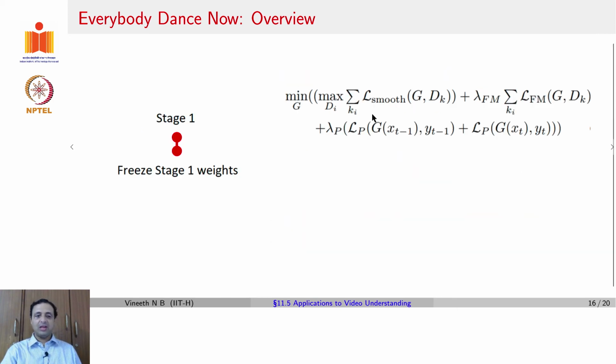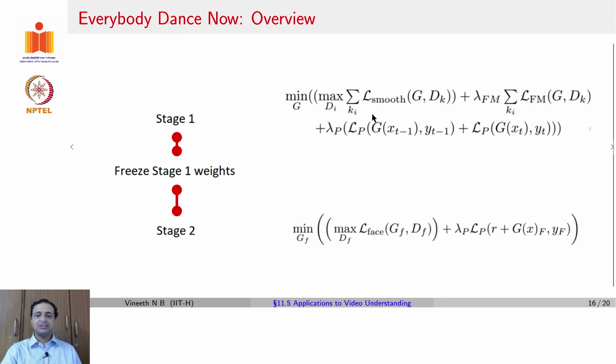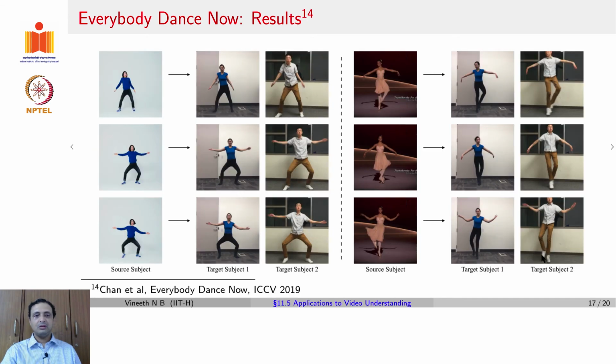Once this GAN is trained, the stage 1 weights are frozen, and then comes stage 2, where the face GAN is trained based on the L face, which is the standard GAN loss for the face region, and a perceptual loss also defined for the face region. Once stage 2 is trained, stage 1 is again retrained, and this goes on in iterations to be able to get the final generations. Now here are some interesting results.